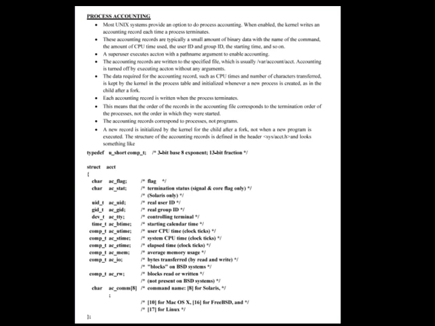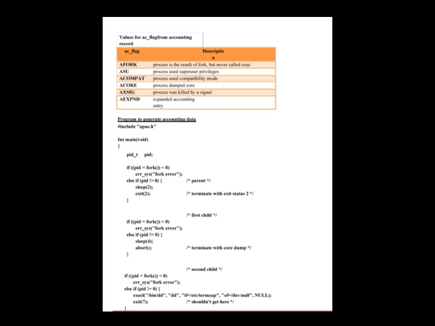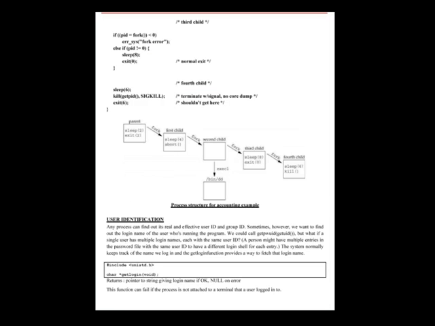The structure of accounting records is defined in the header <sys/acct.h> and looks something like as follows. See here the values for the ac_flag from the accounting record. Program to generate accounting data. See here. Here the program continues, and the process structure for the accounting example is there. Diagrammatical presentation. See here.